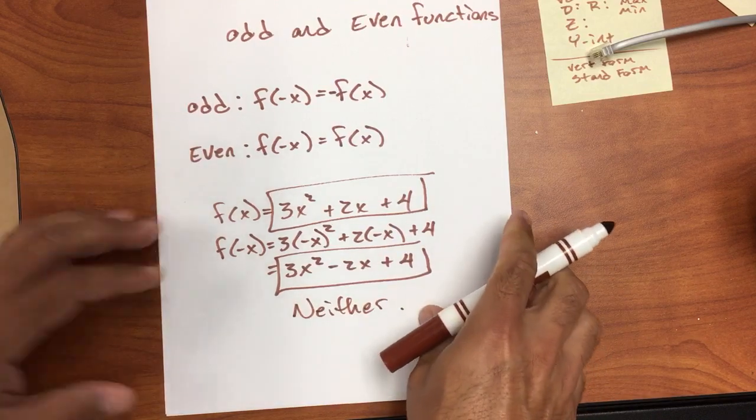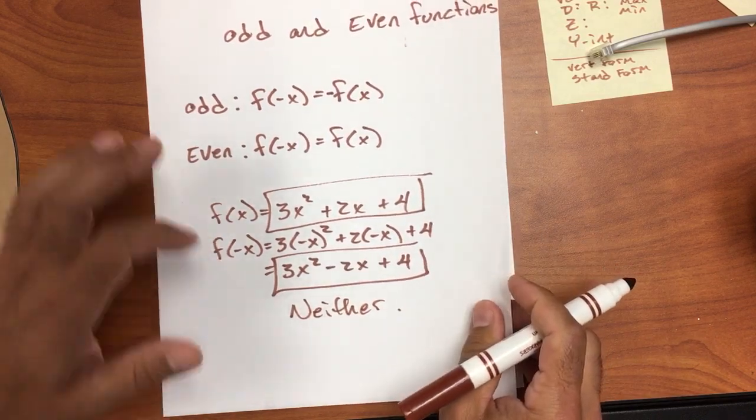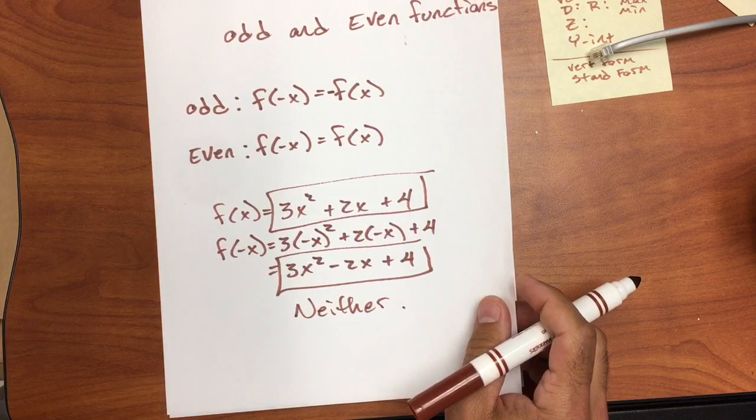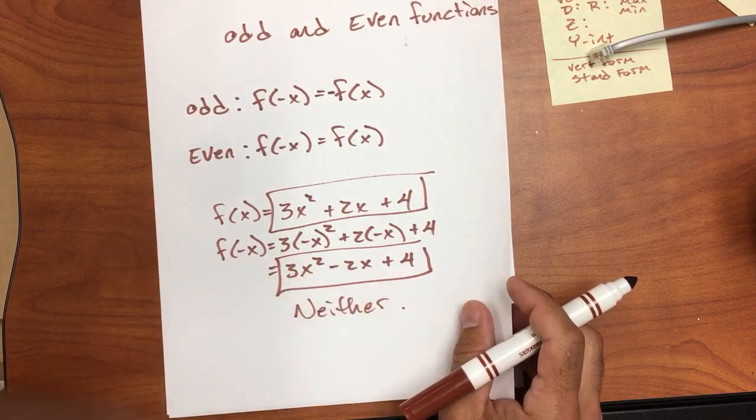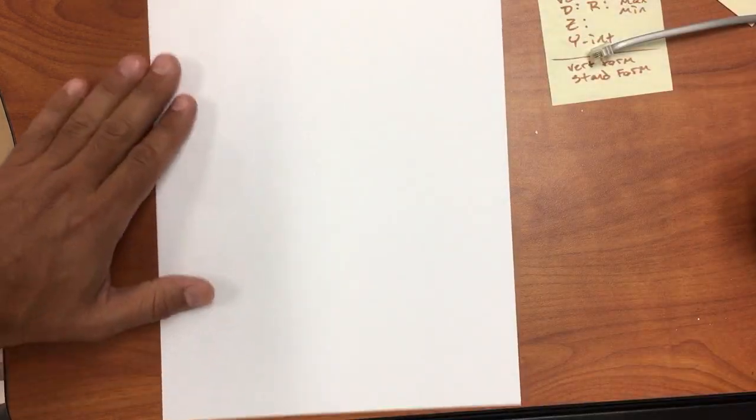And that's really all that you're doing. You're just figuring out if when you plug in a negative x value, does it change the function so that it's the exact opposite sign, or does it stay the same? Do another example here.